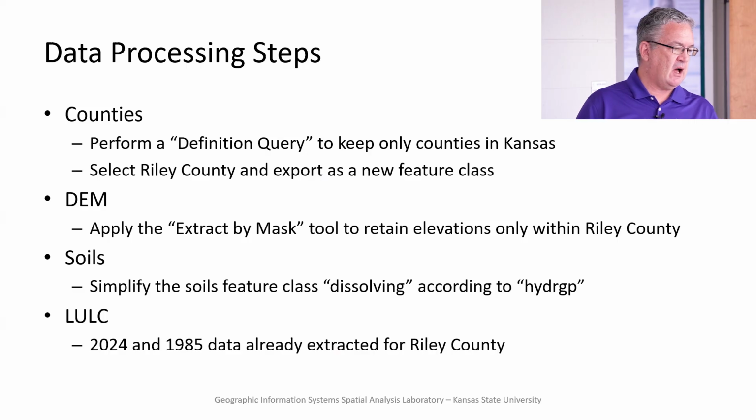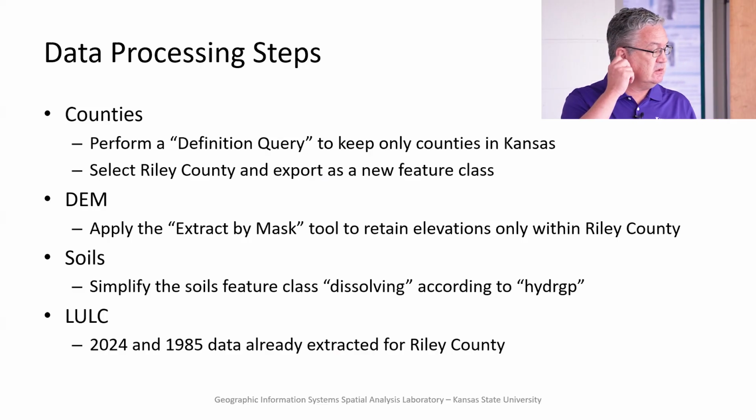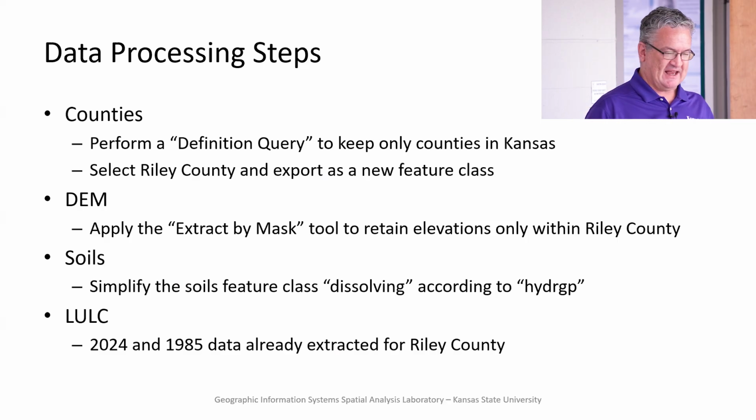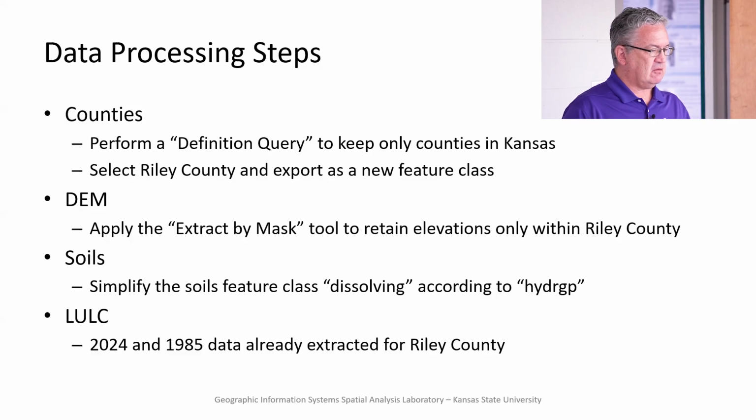So we saw already how with the counties that we could use a definition query to narrow down the spatial units that we want to work with, or we can just do it old school, manually select Riley County and export it as a new feature class. With the digital elevation model as well as our land cover data, the task that remains is to extract the area that we really need.